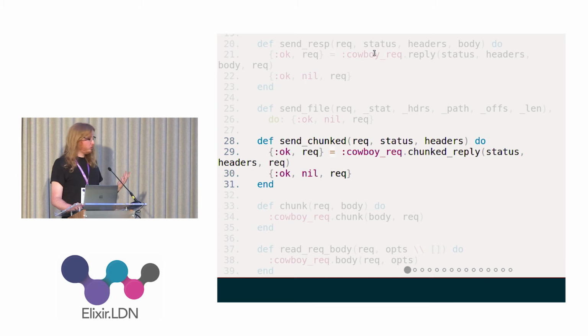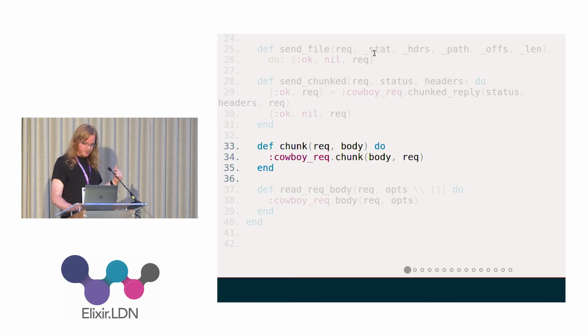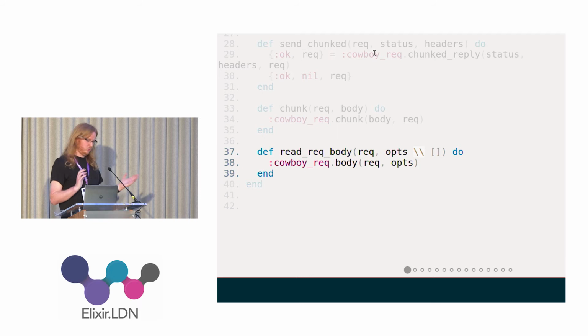Chunked just does what I did in the chunked example, so it calls the chunked reply, and the chunk function, again, calls chunk, and read request body calls body. So you can see that there's actually not a huge amount to the interop between plug and cowboy. It's quite a shallow abstraction.